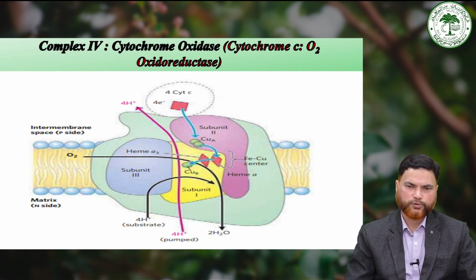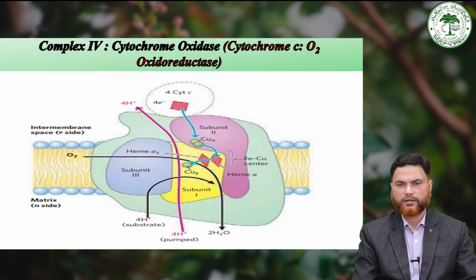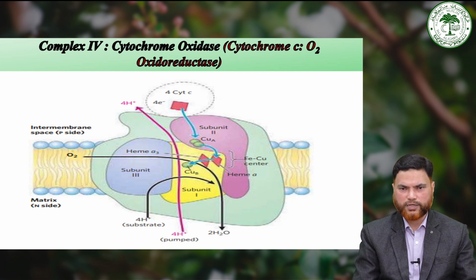Now, how is complex 4 helpful in proton pumping activity? Generally, the electrons are transferred to complex 4, and then this complex pumps protons across the inner mitochondrial membrane from the matrix to the intermembrane space. This process contributes to the creation of a proton gradient, or you can say proton motive force, which is generally used to drive the synthesis of ATP through the ATP synthase complex.